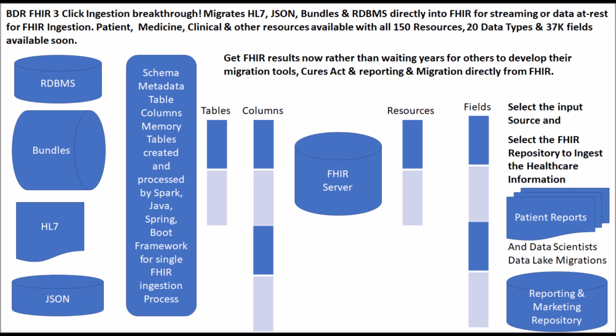BDR FHIR is a Spark, Java, Spring Boot, Migrate framework that scales while maintaining great speeds. BDR uses in-memory linkage, conversion and processing tables and completes final ingestion into FHIR using bulk bundles running in parallel, multi-threaded, memory processing. BDR FHIR's graphical interface creates reports directly from FHIR or from HL7 and JSON data lakes. BDR offers patient-mandated Cures Act downloads and extracts for data scientists, using end-to-end encryption from either FHIR or HL7 data lakes.